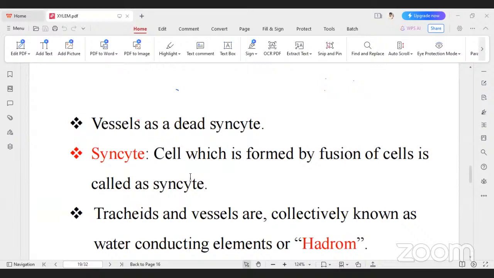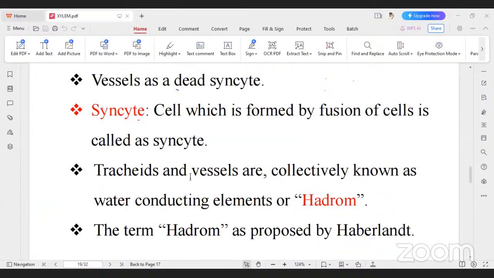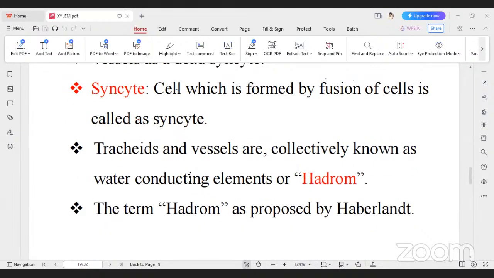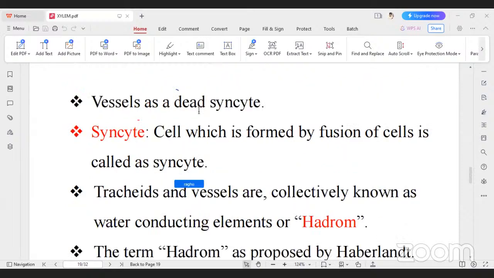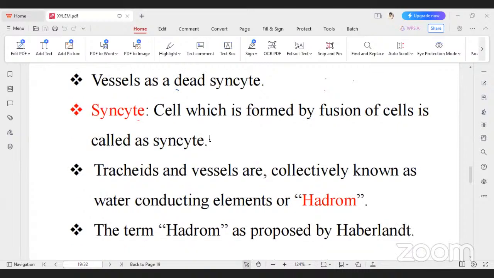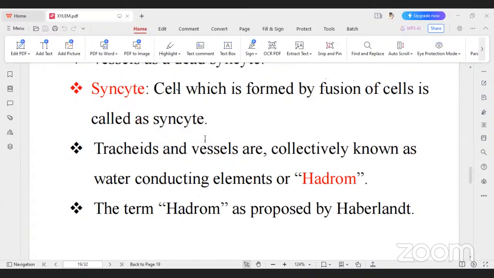Vessels are dead cells, a syncyte. The cell which is formed by fusion of cells is called a syncyte. So a vessel is a dead syncyte, that is, coalition, fusion of one cell to another. One vessel cell and another vessel cell fuse together and combinedly form the syncyte.